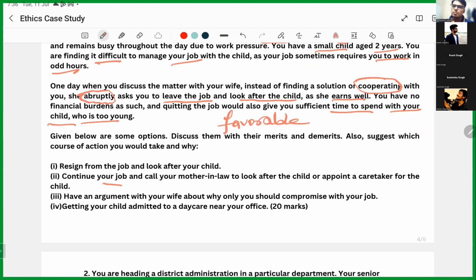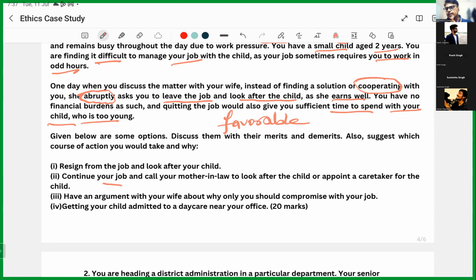Continue your job. So I'm not going to opt for this option for sure. Course of action: this option is not favorable for the individual. Next, continue your job and call your mother-in-law to look after the child or appoint a caretaker for the child. I'm saying continue your job. First thing, the issues, I am mentioning now.